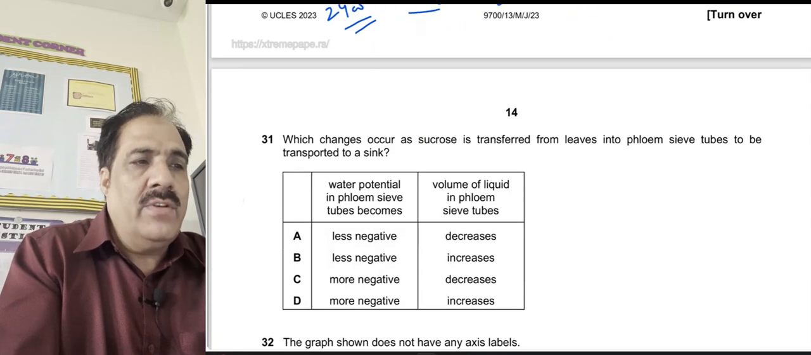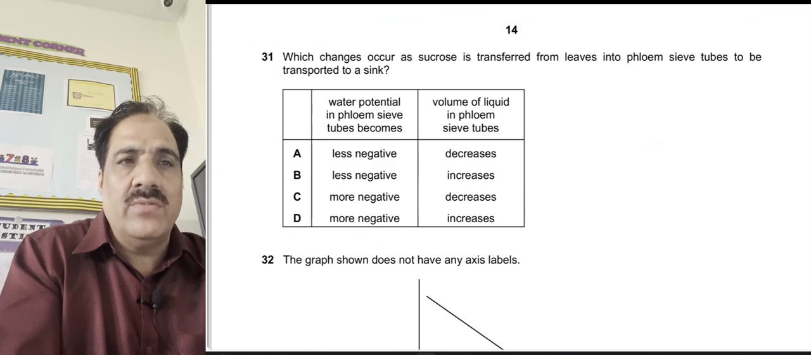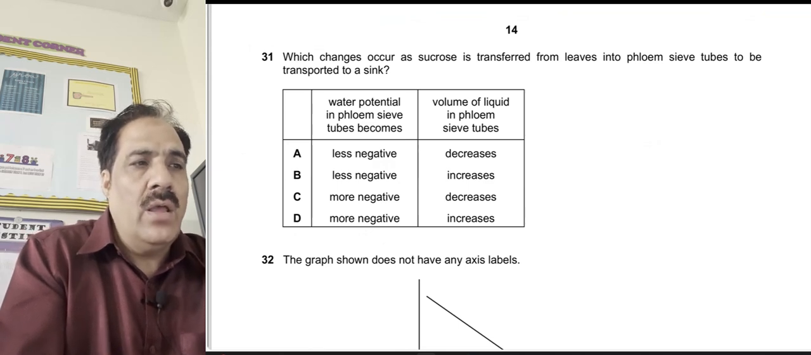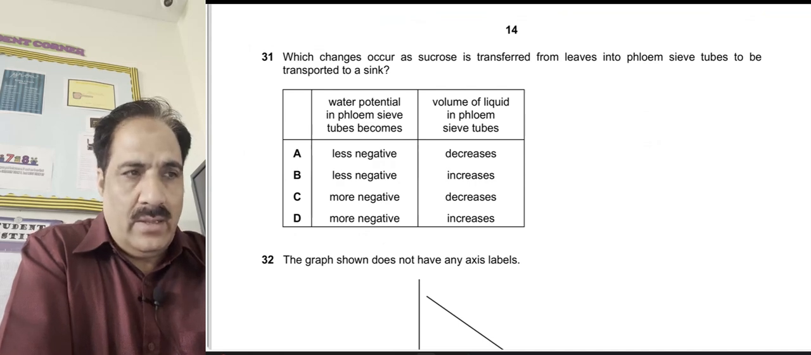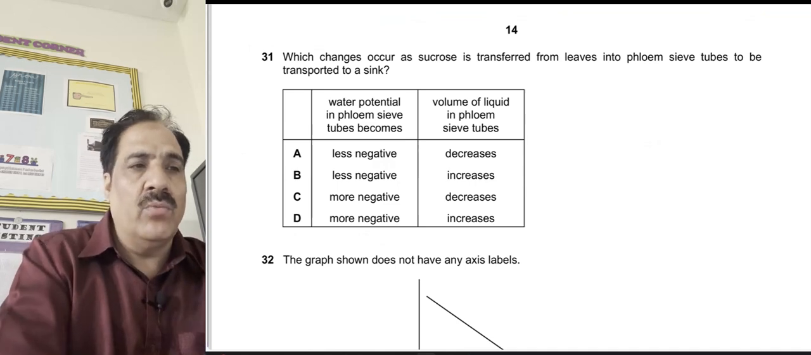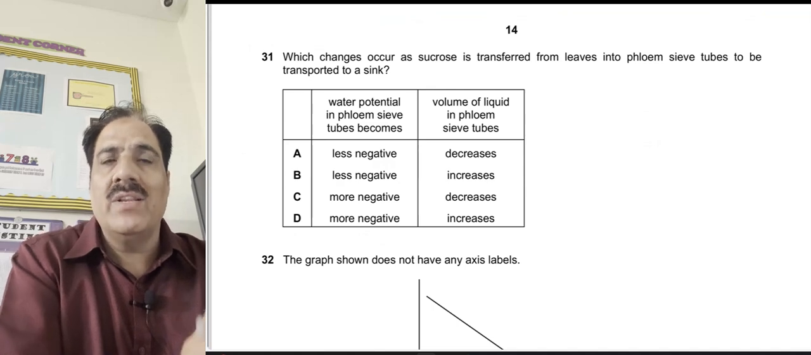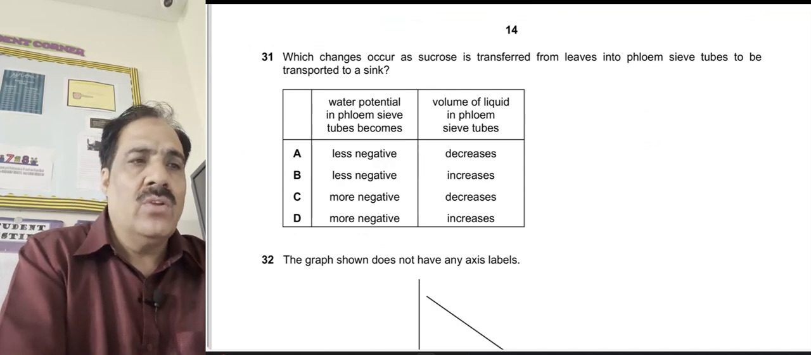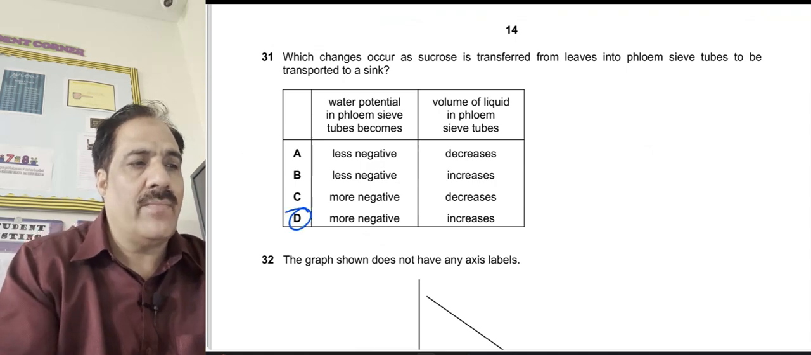31. Which changes occur as sucrose is transferred from leaves into the phloem sieve tubes to be transported to a sink? Water potential in the phloem sieve tube becomes more negative, and then only the water will move into them. And volume of liquid in the phloem sieve tube: when it is more negative, meaning less water potential, the water will enter them, so the water volume will increase. So more negative and increase is the correct answer.